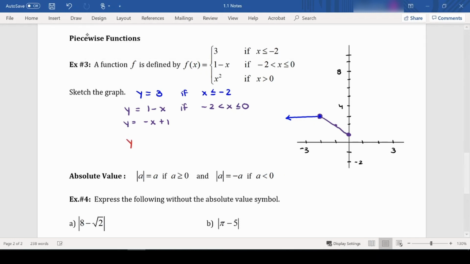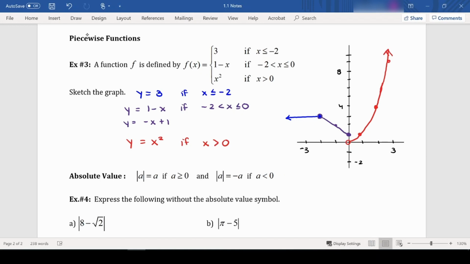And the last piece is y equals x squared if x is greater than 0. So our very first value we're going to include is just past 0. At 0, we're going to have an open circle. We get to include our point at (1, 1) and at (2, 4), and we know that this is a parabola. Okay, at (3, 9), we can include that point too if we want. Okay, so that would be our piecewise.